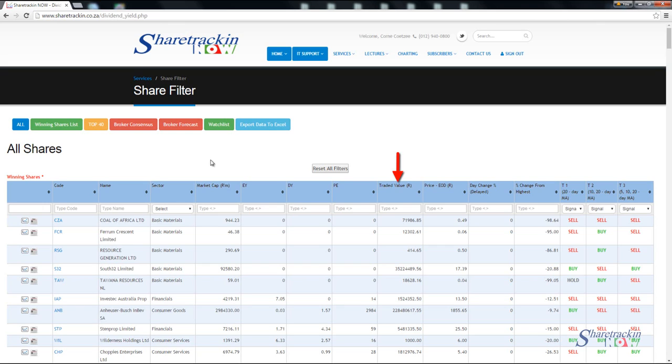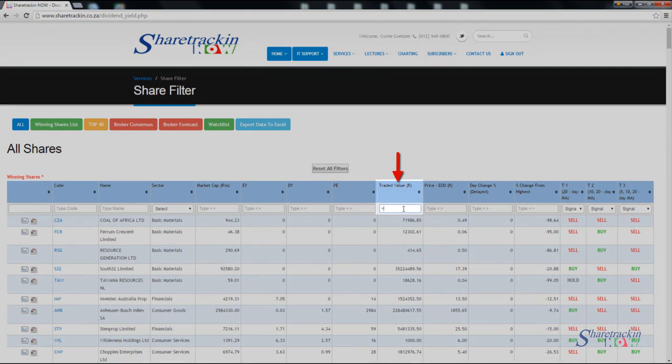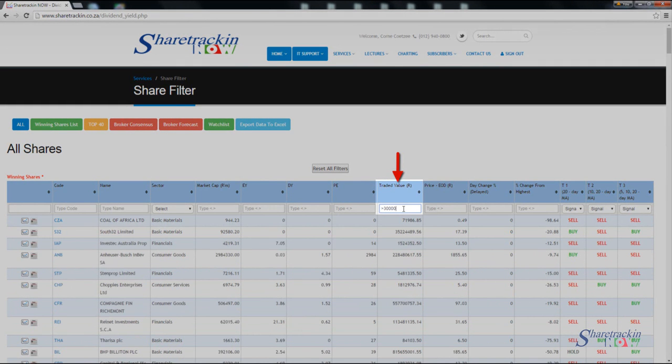This is also to make sure that you do not buy a share which you would struggle to sell later on. So it's important when using traded value. An example of that would be if you've got 10,000 Rand, at least 3 times the amount that you want to invest should move through that share. So 10 times 3 would obviously then be your 30,000. So you're going to search for things like, for example, more than 30,000. Now your amount may be more than that.